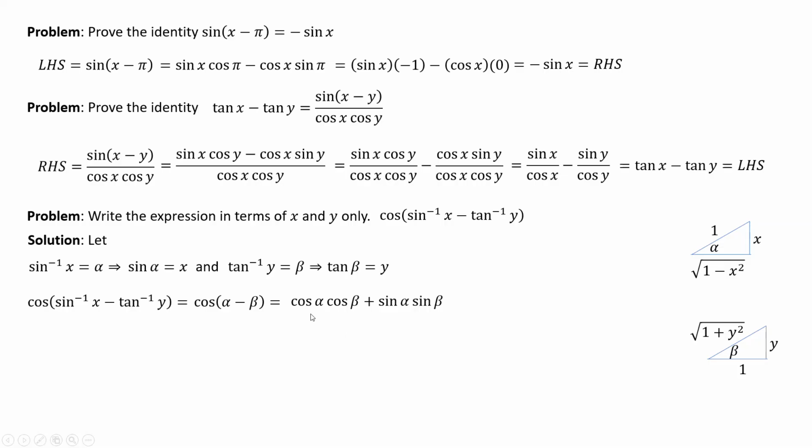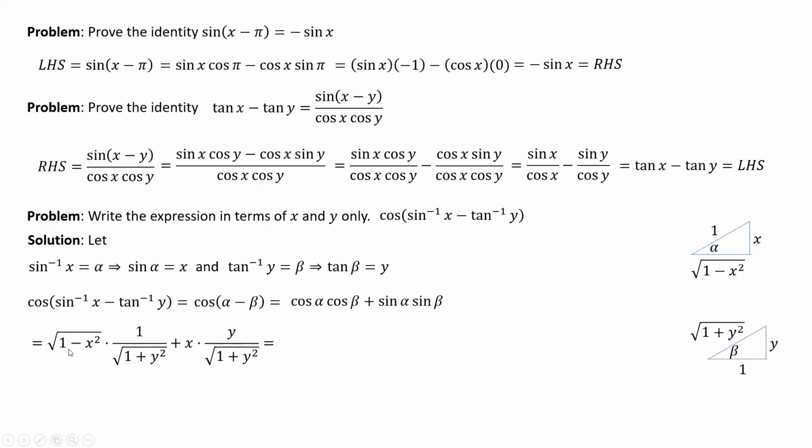Yeah, we are. This is cosine alpha times cosine beta, right? Can we go to the triangle and now figure out what cosine alpha is? Yeah, cosine alpha is adjacent over hypotenuse. Adjacent happens to be square root of 1 minus x squared. Hypotenuse happens to be 1. Cosine beta is 1 over square root of 1 plus y squared. And similarly, sine alpha is opposite over hypotenuse, x over 1. Sine beta is y over square root of 1 plus y squared. We figured those things out and we'll plug.